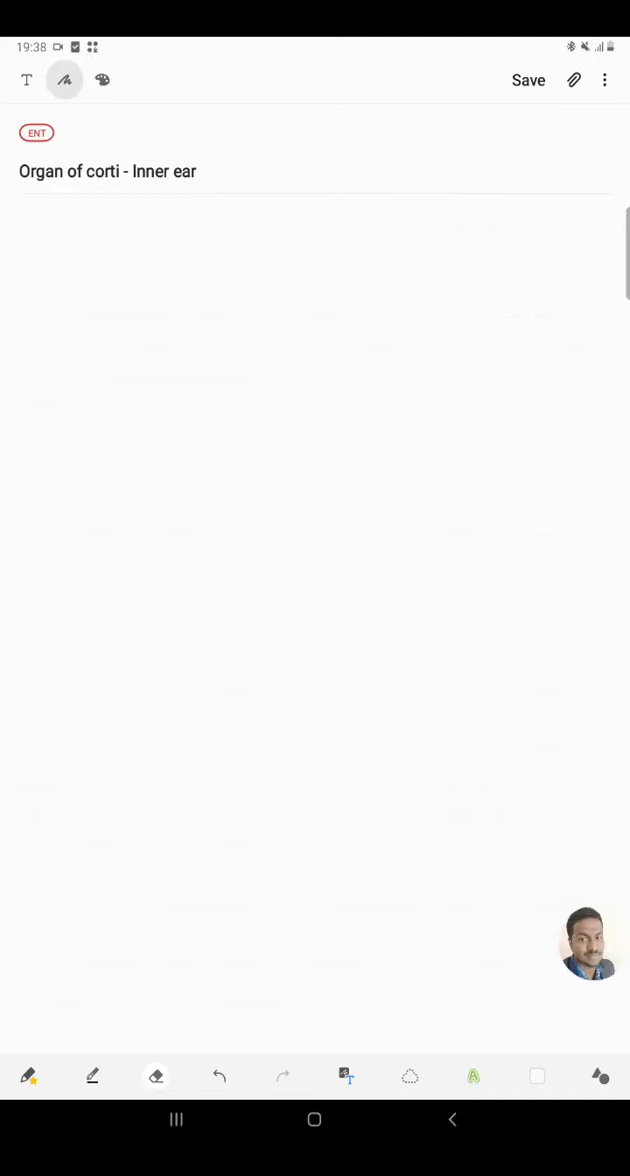Hi guys, in this video we'll discuss the organ of Corti, a part of the inner ear. Yes, we are going to deal with the otology part in ENT. Here we'll learn some small ideas and tricks to reconstruct and remember the structures present in the organ of Corti. Before we go to the topic proper, we'll learn some basic points in the inner ear.